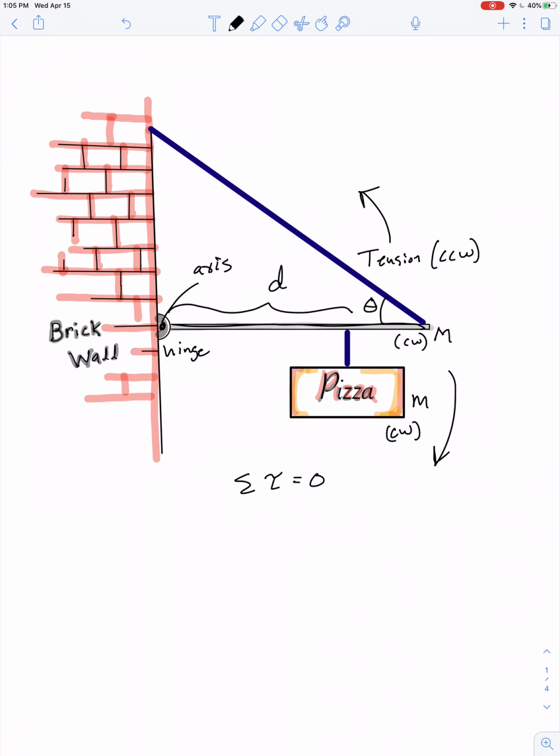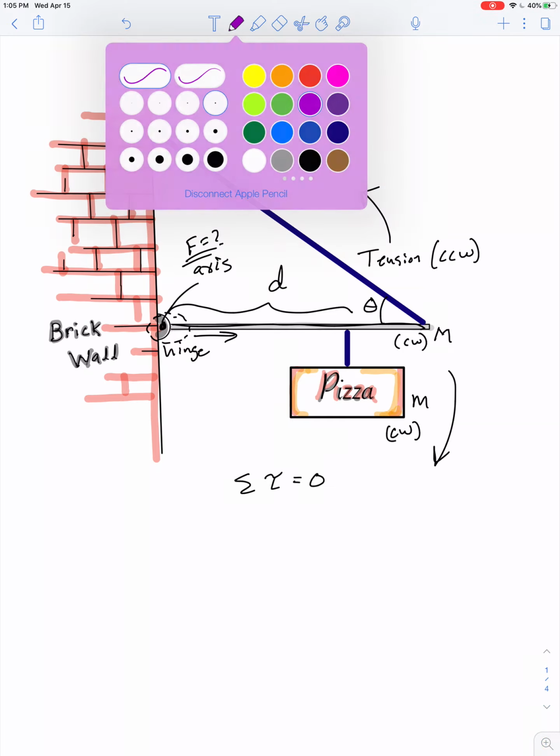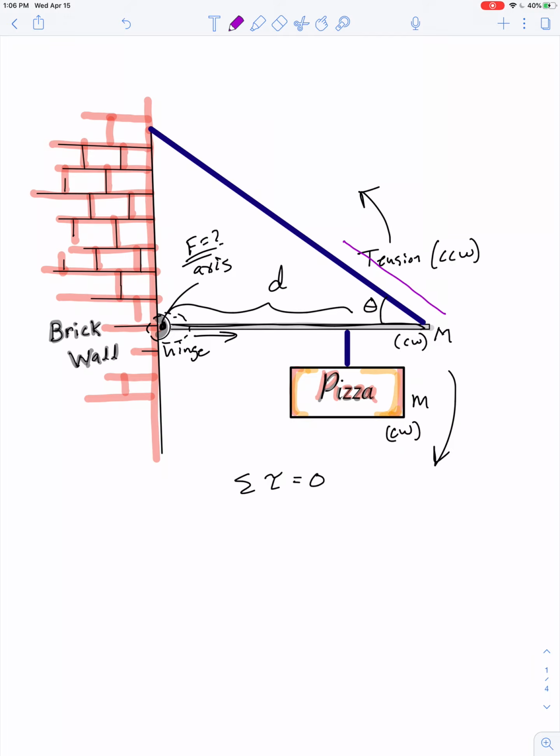But then the question goes, what about the reaction force at the hinge? In what direction does the hinge push on this end of the beam? So it has to push a little bit outward because there's going to be a component of this tension vector. If the tension vector really does point at this angle theta, then we can break that tension vector into two components. There's a component to the left, and there's a component pointing up.